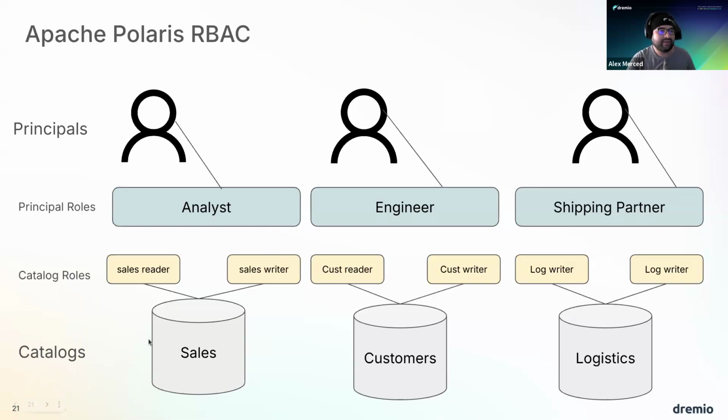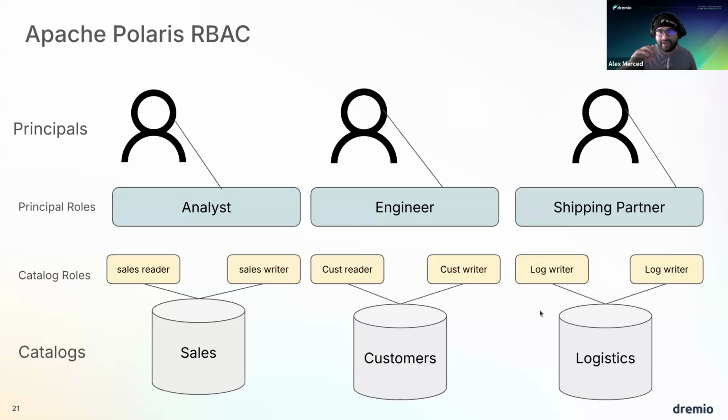In this case, I created 2 catalog roles for the sales catalog, a sales reader that just has reading ability. So if you have a role that only has sales reader, that gives you the ability to read tables in the sales catalog. Let's say I create a role called sales writer. This has all the permissions for me to write and read to the sales catalog, or just to write. In this case, I might give both. And I do the same thing for the other 2 catalogs.